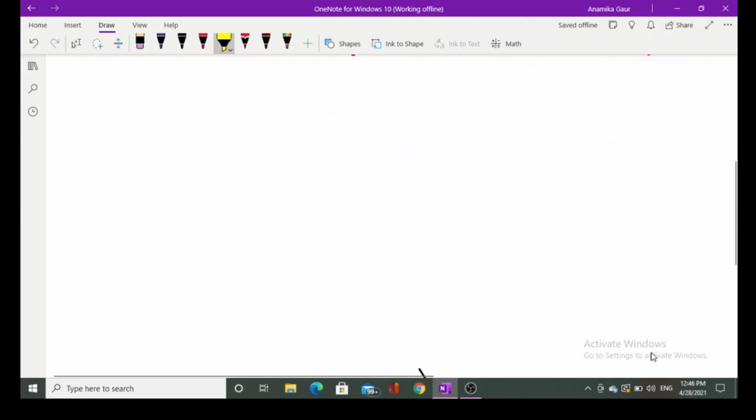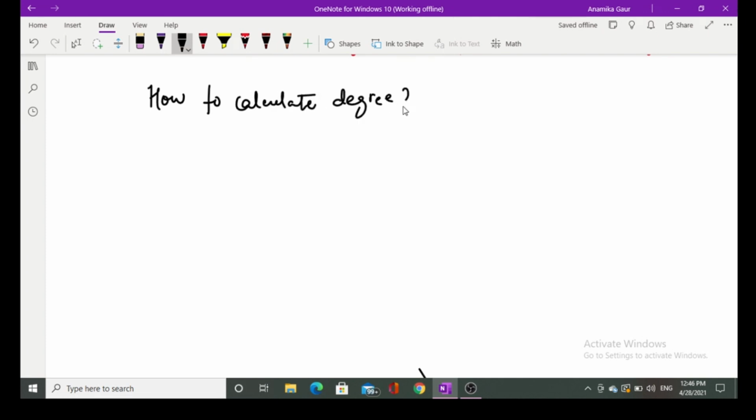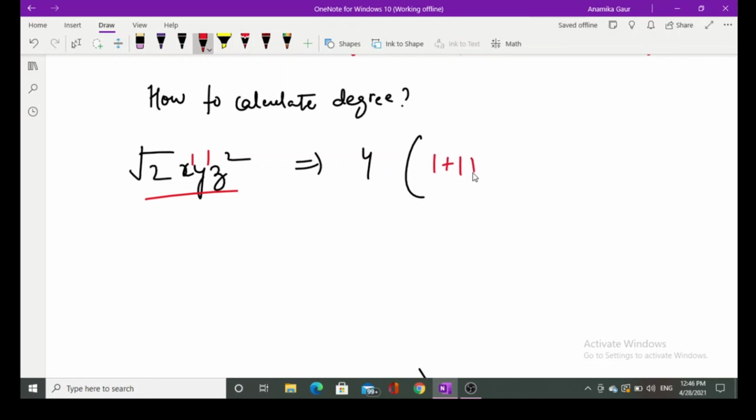Now the next topic of discussion is what is degree and how to calculate degree. Let us take one example. The example can be root 2 xyz square, and the degree is 4. How have I calculated the degree? I can observe that in this term we have x raised to the power 1, y raised to the power 1, and z raised to the power 2. So what is the total value of power? 1 plus 1 plus 2 is 4. This is how I have calculated degree.